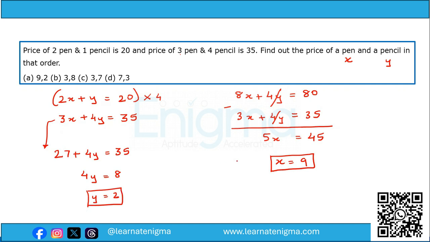So the answer becomes pen is 9 rupees, pencil is 2 rupees, option A.